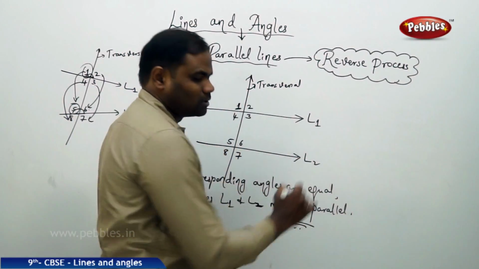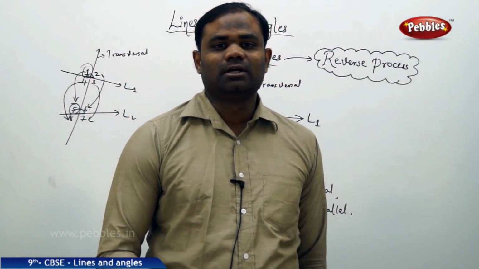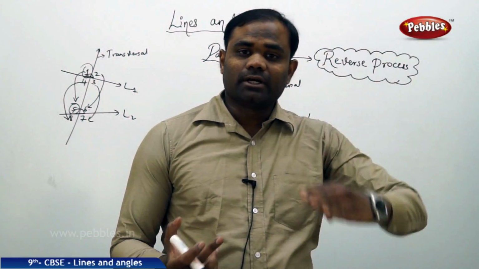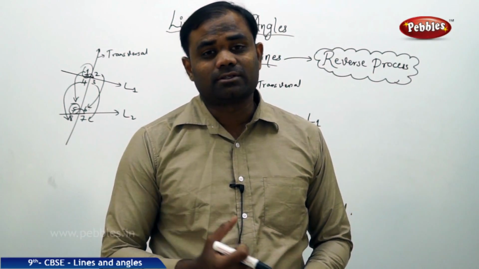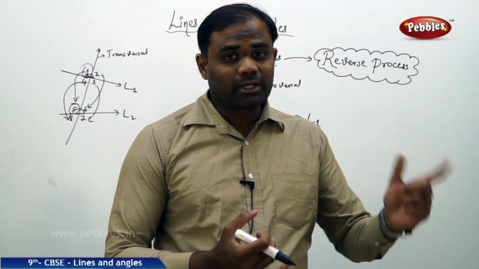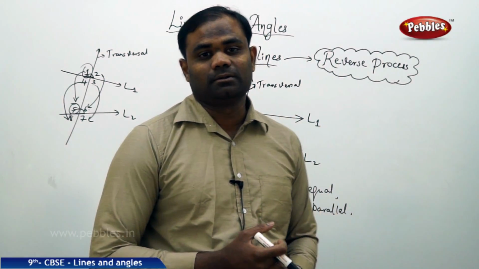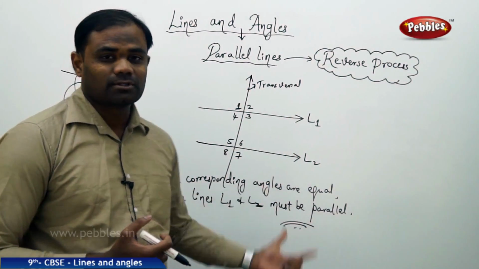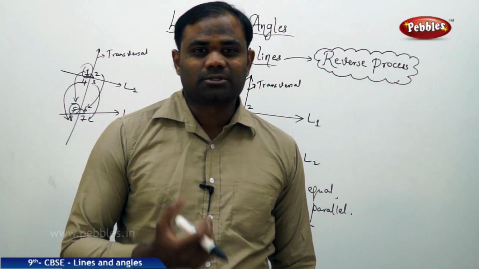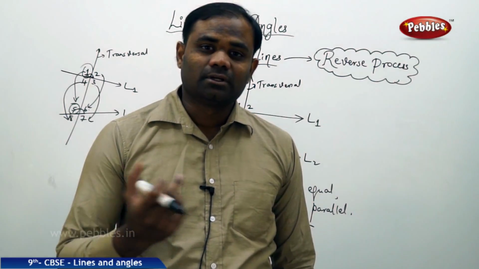This is how the property comes as the converse of: if the lines L1 and L2 are parallel, the corresponding angles are equal. If the corresponding angles are equal, the lines L1 and L2 must be parallel. This is how we understand the reverse process of corresponding angles connected with parallel lines.